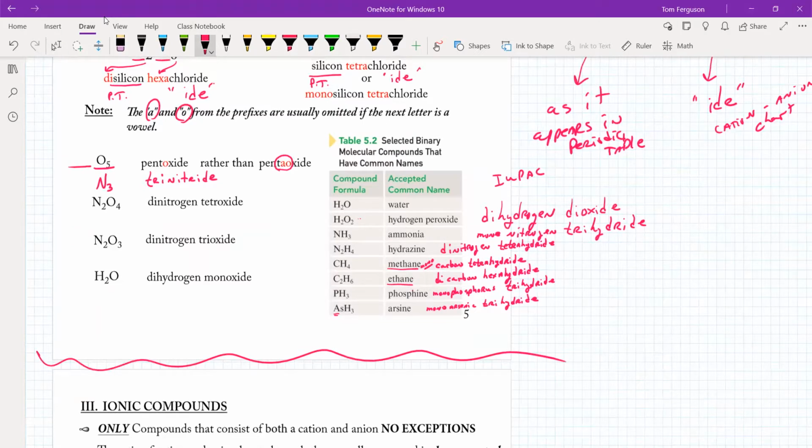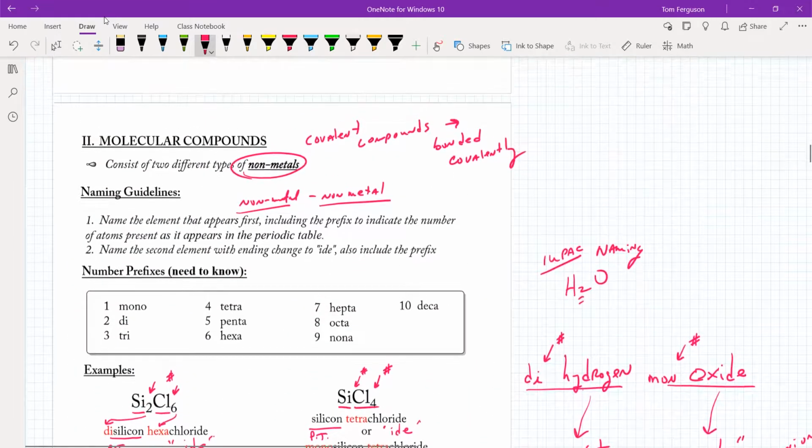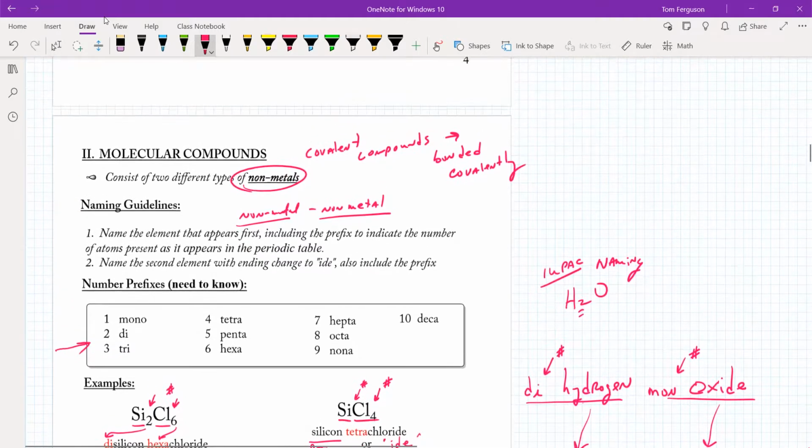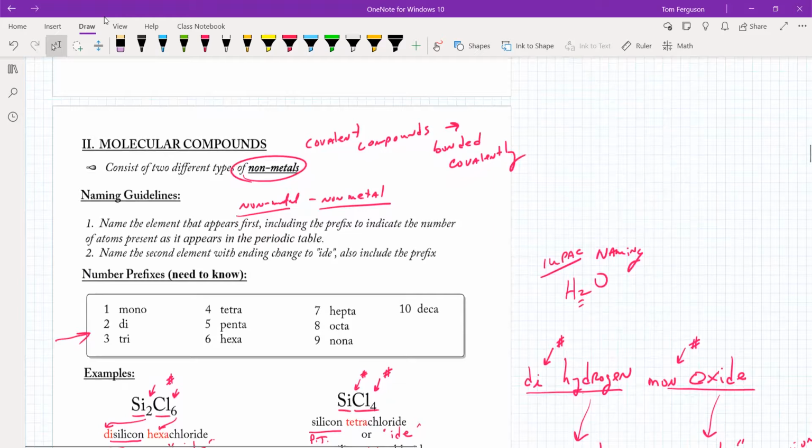Okay, so whenever we have non-metal to non-metal, those are bound covalently. And we're using this IUPAC accepted naming convention. We need to say how many of each element via this numbering, mono, di, tri, etc. And we're going to get into ionic compounds tomorrow, and that's where we have a cation and an anion, and those are bound ionically. And unfortunately, there's a different system for naming them.